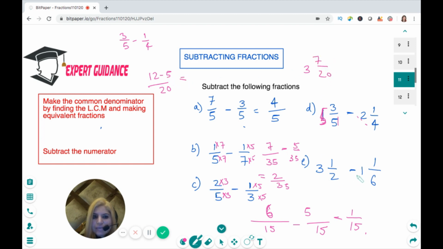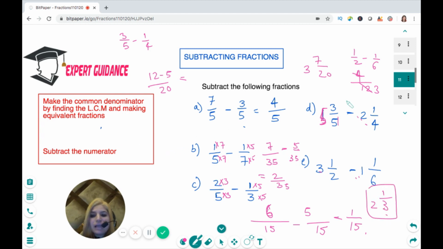Similarly, for the other one, 3 minus 1 is 2. And what is a half minus 1/6? For the half minus 1/6, we'll make 12 the denominator. So 6 minus 2, which is 4, which is simplified to 1/3. So 2 1/3 is the answer. So I hope now subtraction is clear to you.